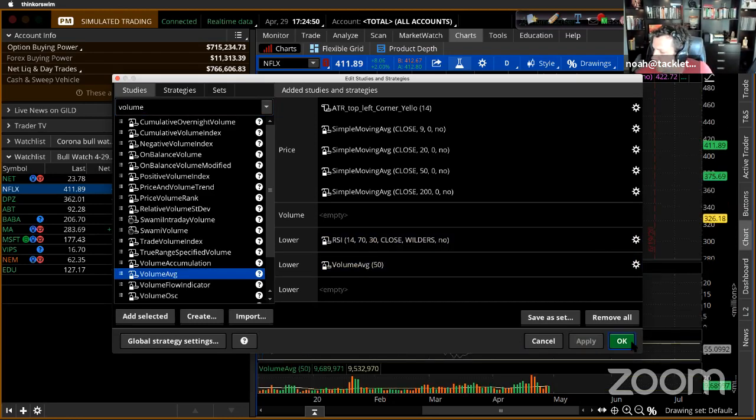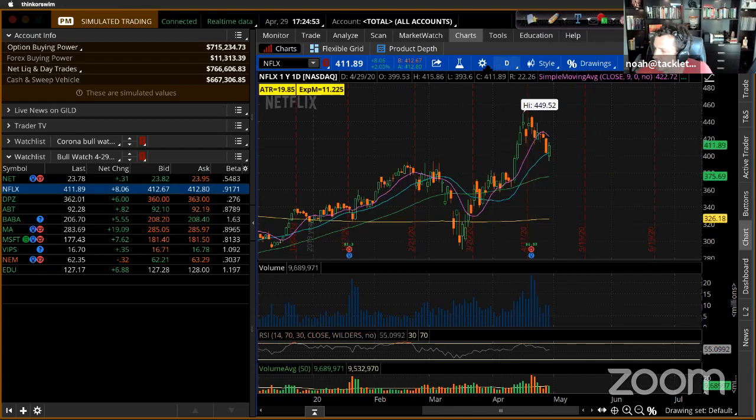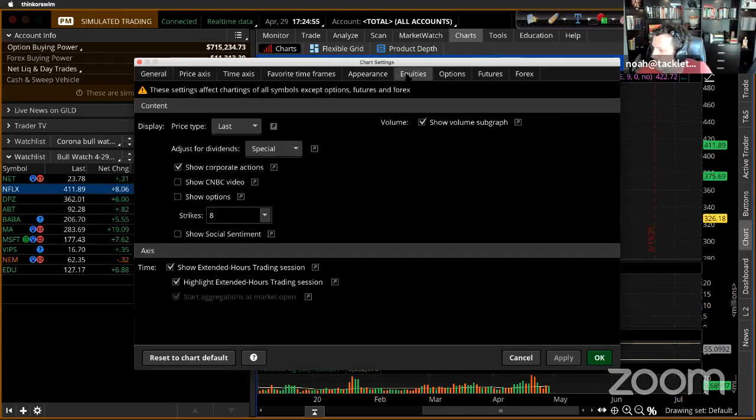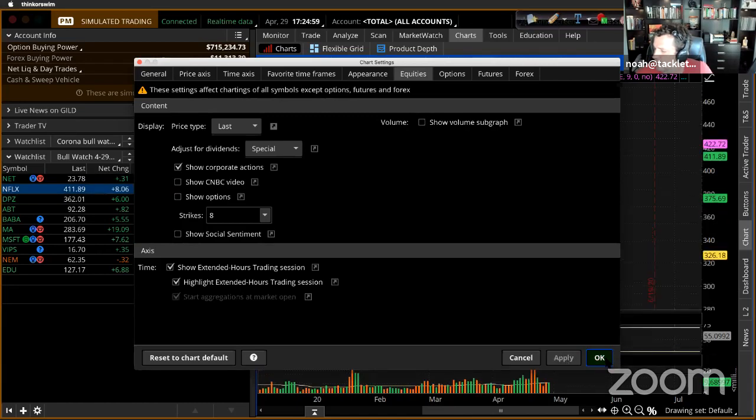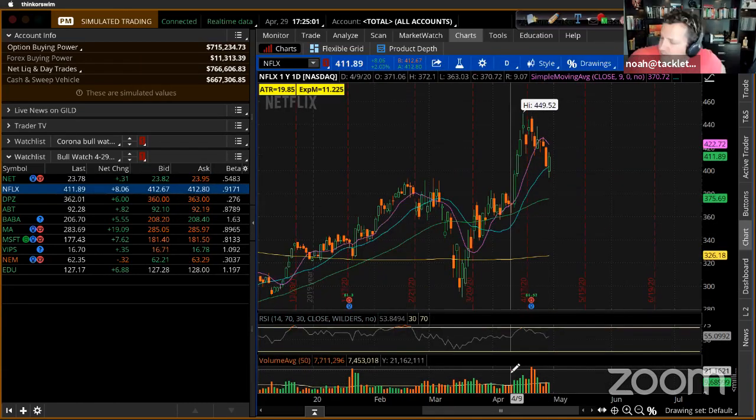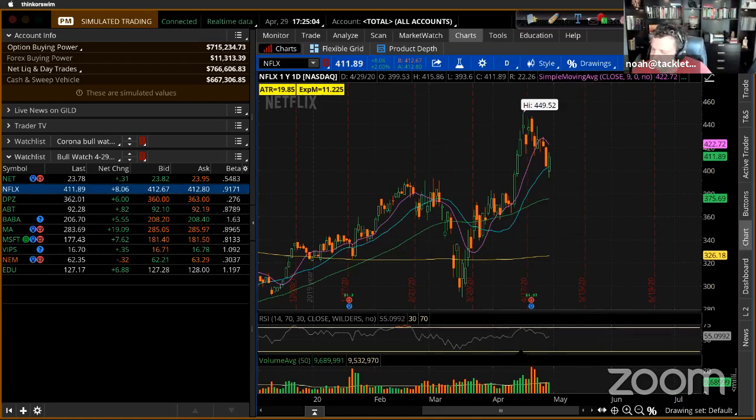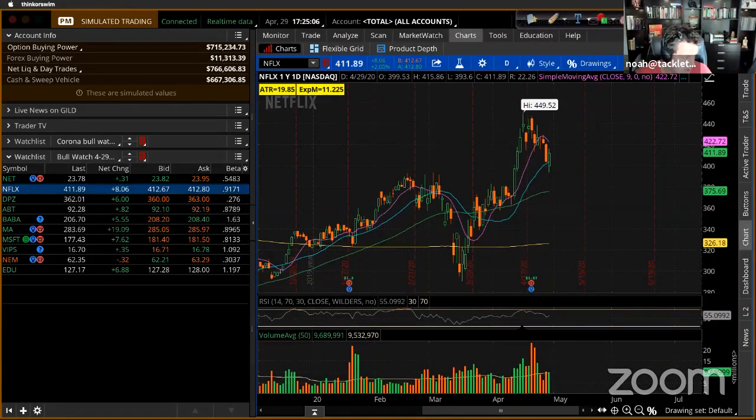And apply that one. That one's easier to see. And then I'm going to strip off the volume subgraph and put that one off. All right, there you go. Okay. So the volume average is just the same indicator, volume with a moving average on it, and it's color coded, a little bit easier to see.